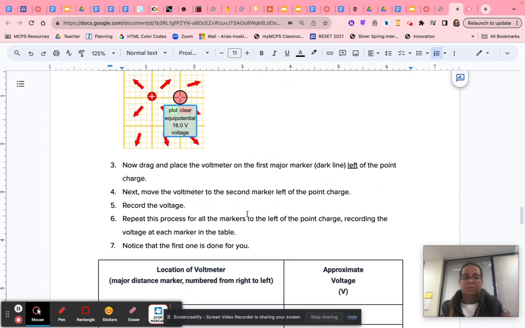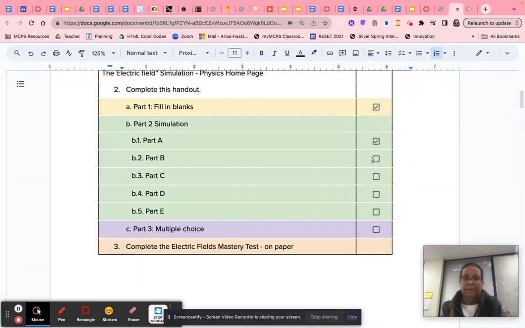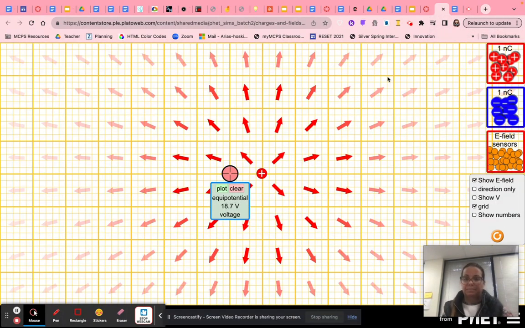That's it. Once you're done with part B, you're going to go back here to the first page and click "mark." I'm done. I'm happy, Ms. Hoskins. I'm done with this part. All right, moving on now with part C.